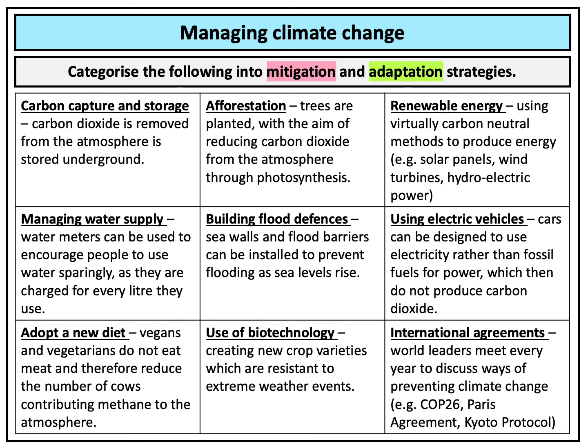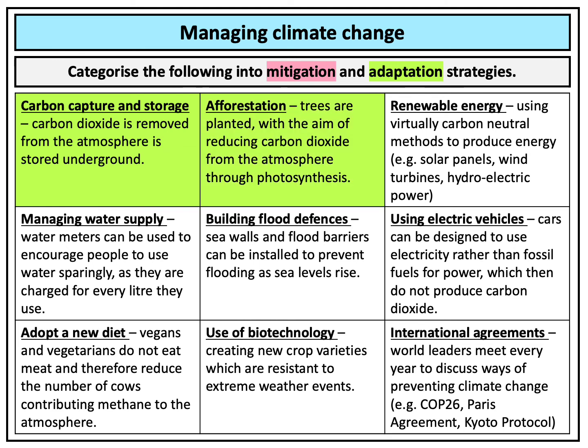So the first one is carbon capture and storage, and this is where carbon dioxide is removed from the atmosphere and is then stored underground. So that one is an adaptation strategy because you're not stopping carbon dioxide production, you are just in effect hiding it somewhere else.